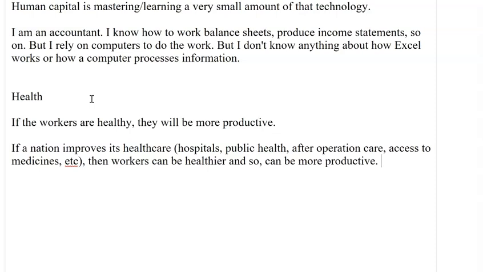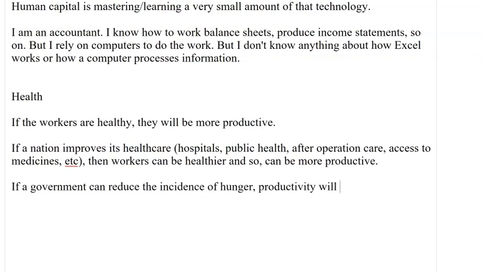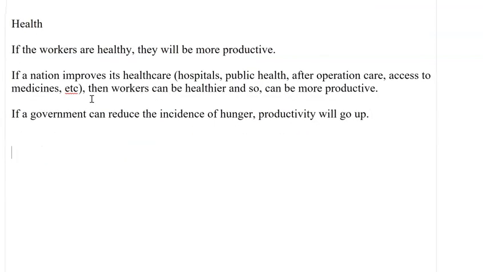In many countries, hunger is a main issue. So if a government can reduce the incidence of hunger, productivity will go up. So health becomes more important when it comes to workers working more efficiently.